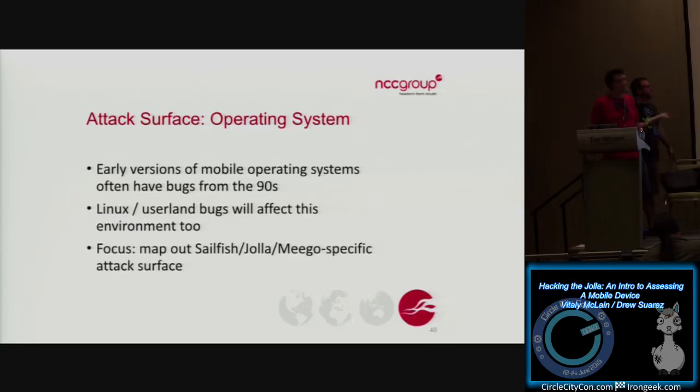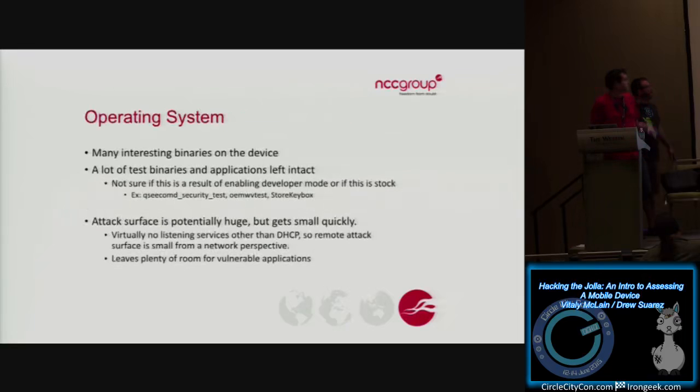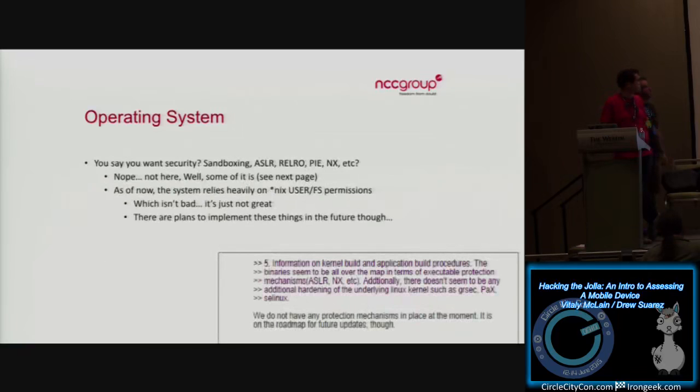So, of course, you also have Linux, you have userland, and any bug that comes out from the Linux kernel is going to affect it, but we were more interested in things that are specific to the phone. So, real quick, there's a lot of interesting binaries in the device. There's a QSEECOMD that's used to communicate with TrustZone. It's a Qualcomm binary. There's a lot of attack surface. We're going to skim over it for this talk. The attack surface appears small, but then you look at it, there's almost no listening services. There's DHCP, but that's about it. So we're really looking at the local attack surface.